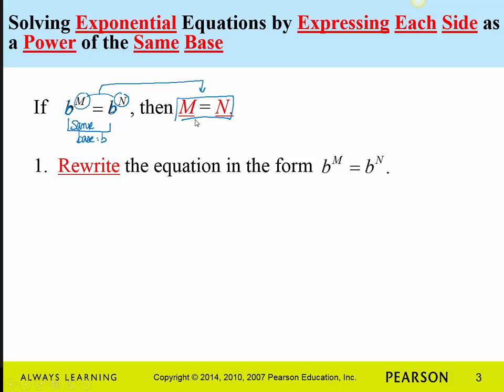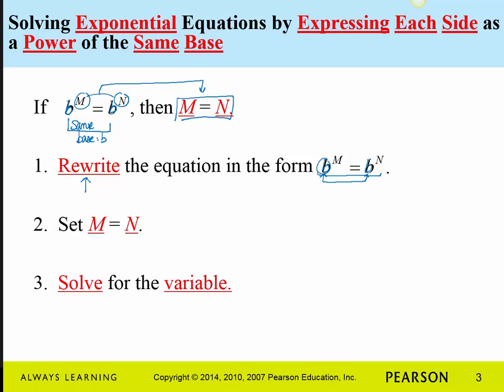So the idea is to either look at your equation and notice that it's already in this format, b to the m equal to b to the n, or if it's not, you would have to rewrite it in this format, having the same base b on both sides. Once you have done that, since the bases are the same, your next step is to match the exponents and say that m is equal to n. And then you're going to solve for the variable involved in this equation. So let's take a look at an example.